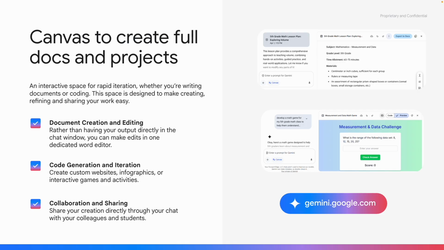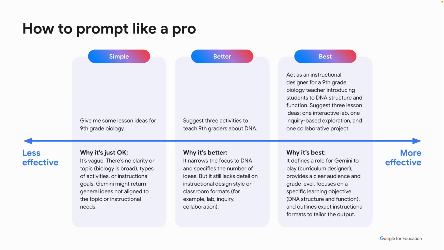When you click the Canvas button, a dedicated area will appear on the right-hand side. It's designed to make creating, refining, and sharing your work easier. Using Canvas, you can create and edit documents and easily share them with others. Using Canvas, you can even code custom websites and interactive activities. Before we dive into a live demo, let's review how to prompt like a pro.